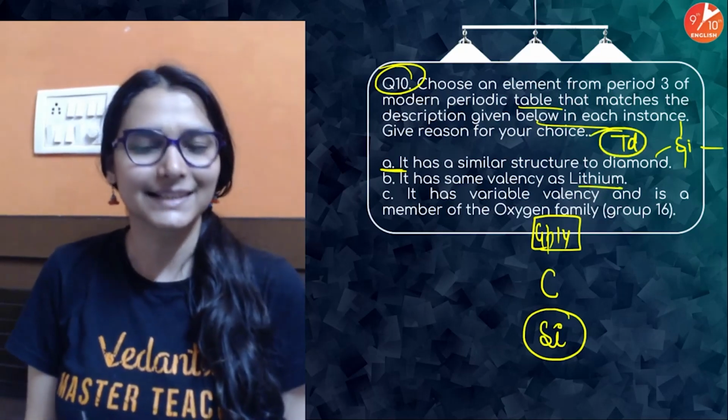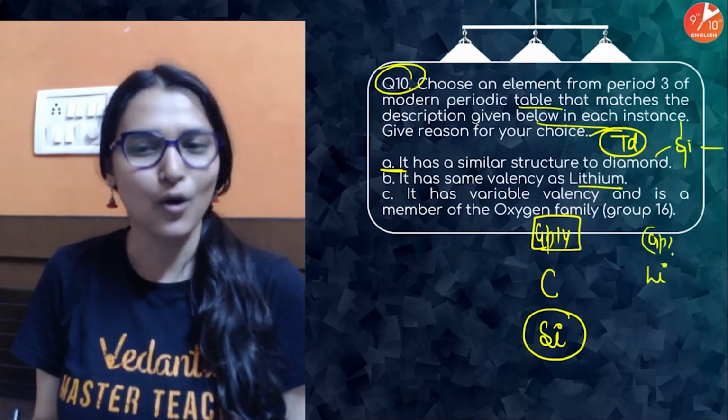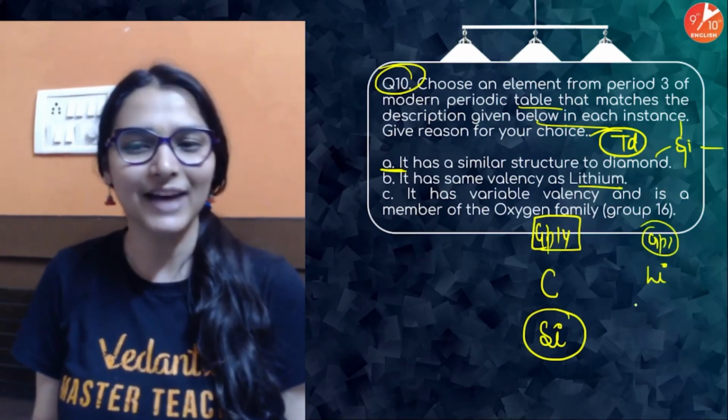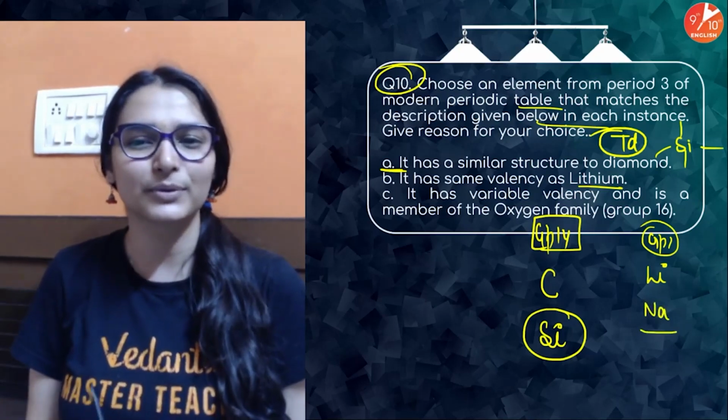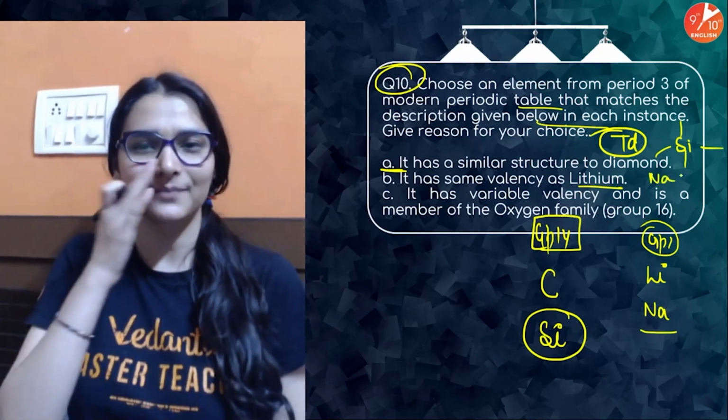Same valency as lithium. Okay, lithium is from group number 1. All group number 1 elements have the same valency. Give the example of sodium. सोडियम हो सकता है, पोटेशियम हो सकता है ना.